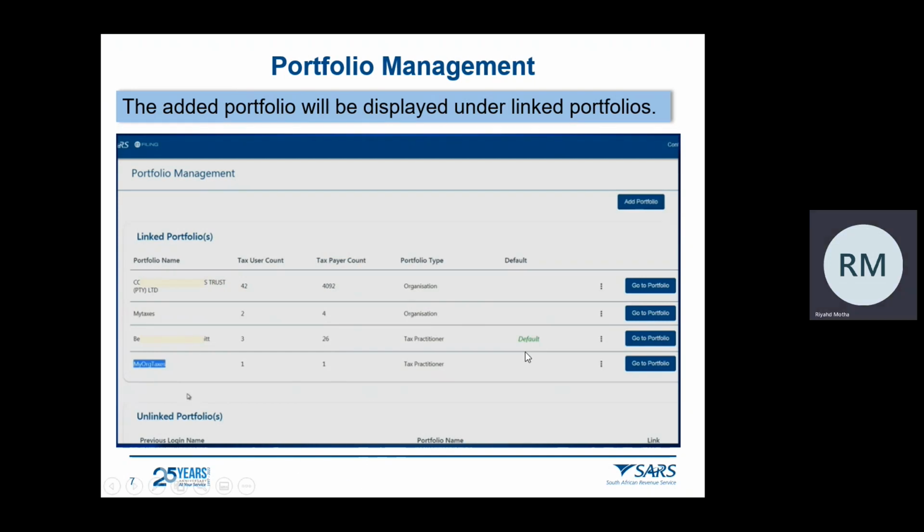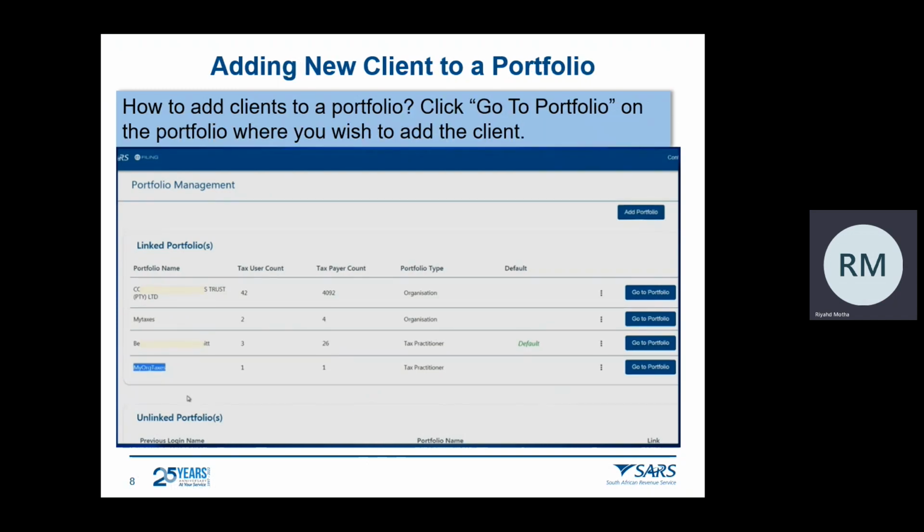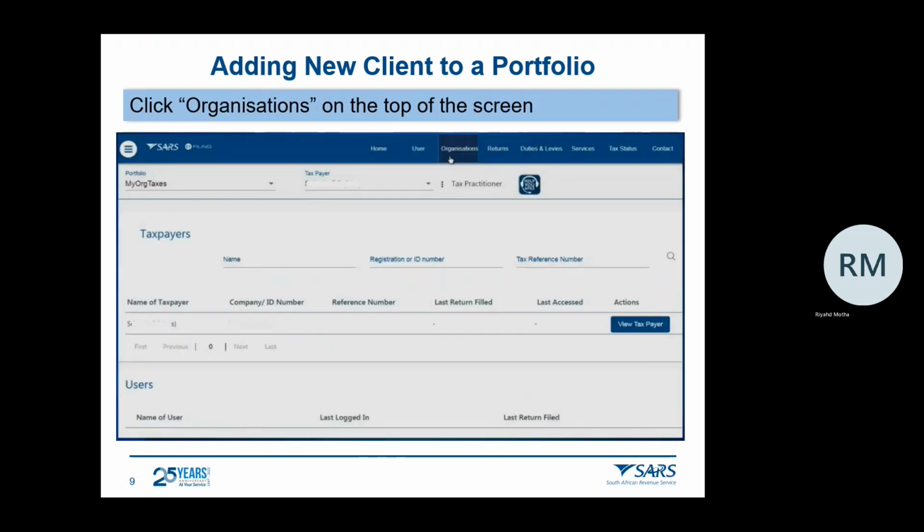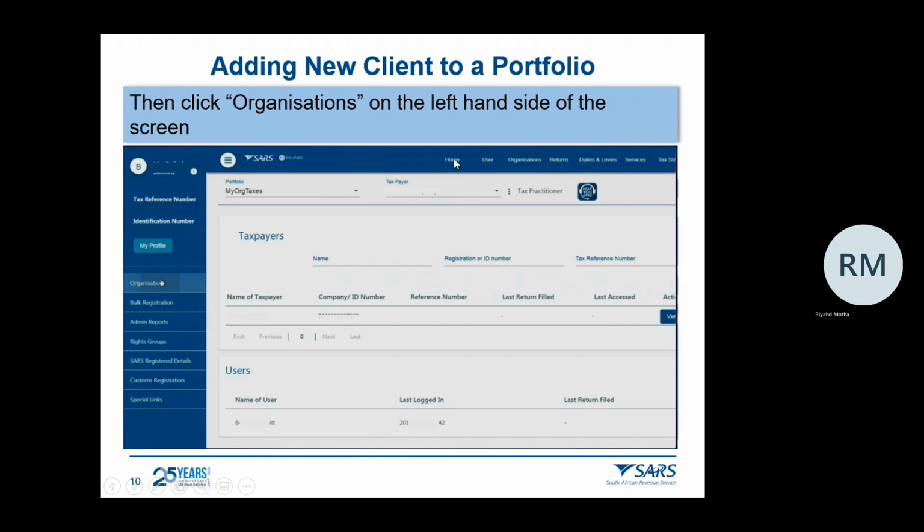On the following screen, you would now see that the new portfolio has been added and is lying at the bottom, and it now needs to be linked to your portfolio. So once you've linked that, you can then say Go to Portfolio. Then you click on Organizations, which is on your top screen. Then click again on Organizations on your left-hand side.